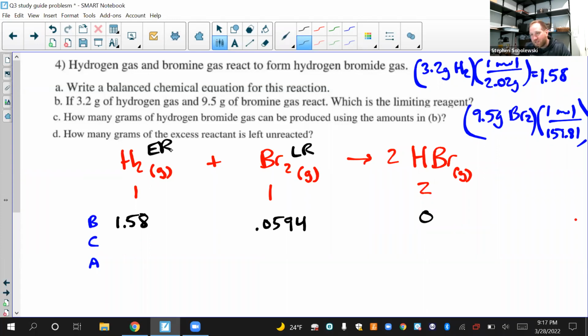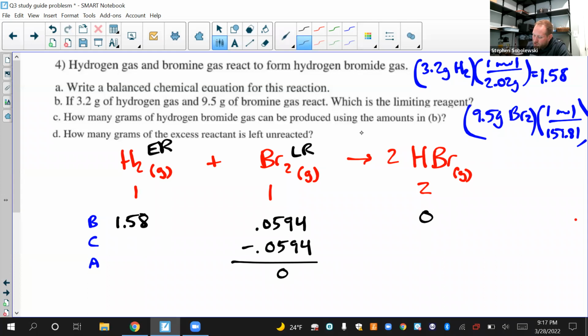So the next step in the BCA table is the change, which is how much is going to be depleted on the reactant side and produced on the product side. So we start with the limiting reactant, and all of that's going to disappear because it's limiting. By definition, it all goes away and it stops your reaction. That's why we say the reaction is limited to how much you have. So we're going to say minus 0.0594, leaving us with 0 moles after.